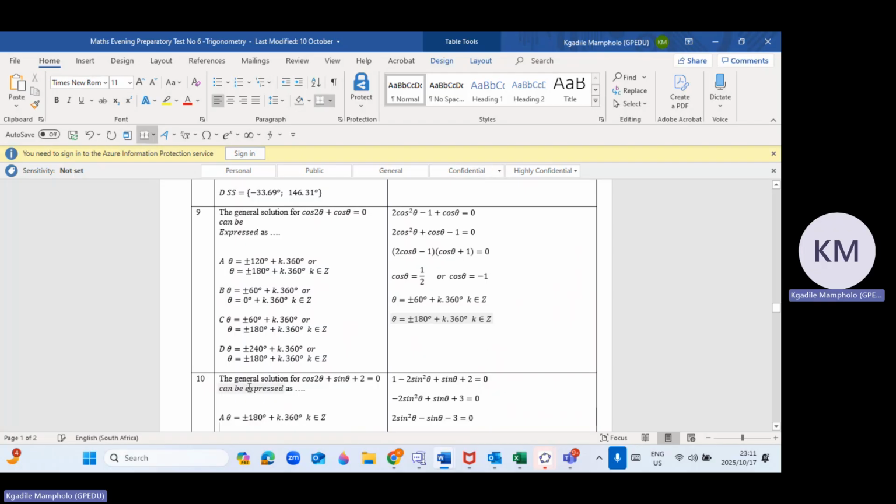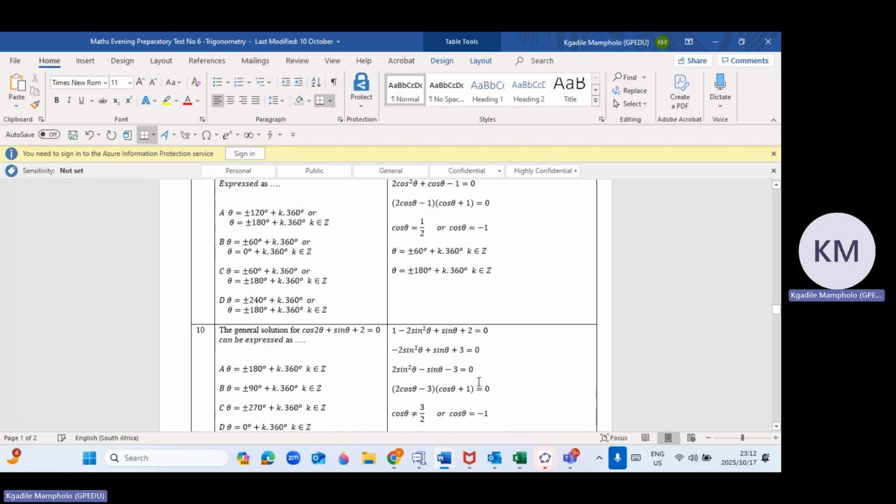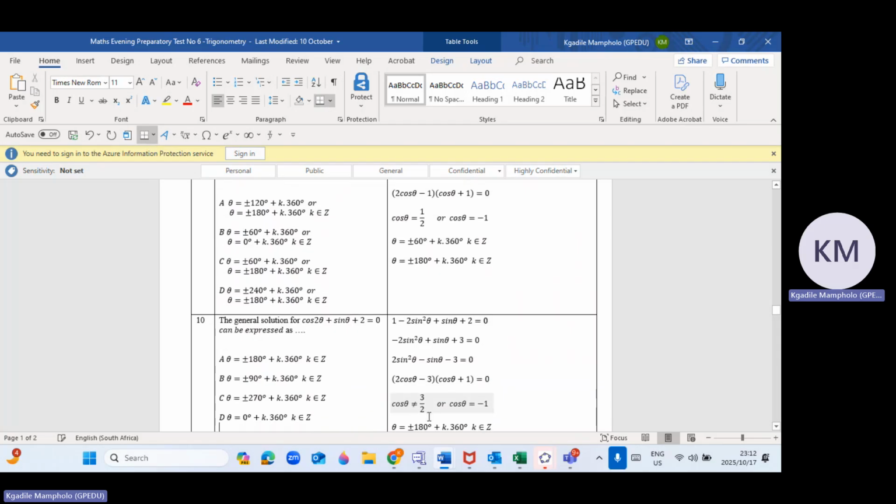Now, let's look at number 10. Number 10, we still have a double angle of cos, but in the middle now, it's not cos, it's sine. Then you'll take the sine one, because in the middle you have sine. In the first one, you took the cos one, because in the middle you had cos. Then when you simplify and write this in standard form, it will be 2 sine squared theta minus sine theta minus 3 equals 0. Then you factorize, then you get the answer.